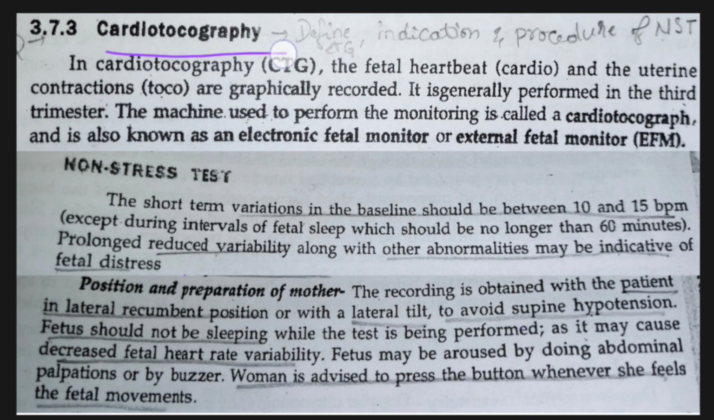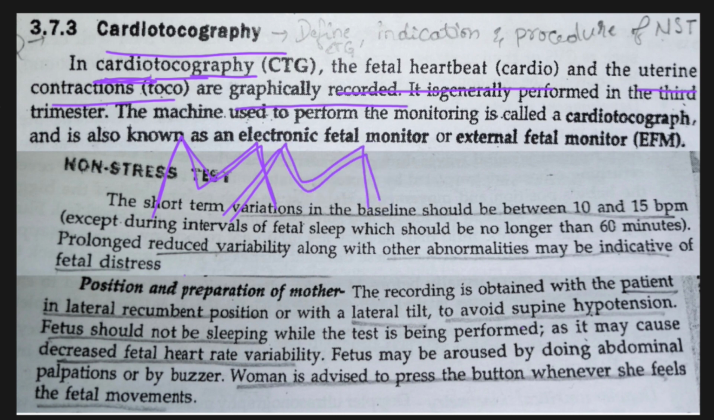Cardiotocograph. Cardio indicates the heart, here it indicates the fetal heartbeat, toco indicates uterine contraction, and graphy is nothing but graphical records. How the fetal heart rate or rhythm and the uterine contractions are connected with each other, we will see it in the form of rhythm, in the form of a graph. The machine used to monitor it is known as cardiotocograph. It is also known as electronic fetal monitor or external fetal monitor.